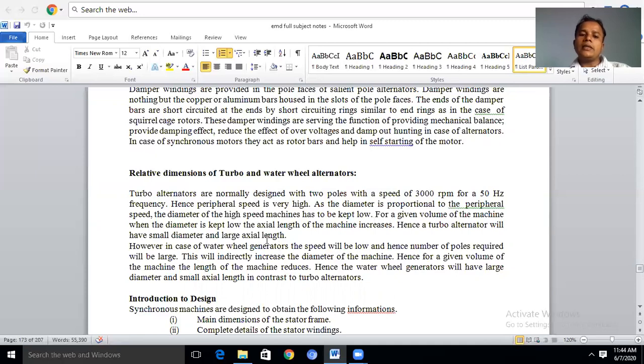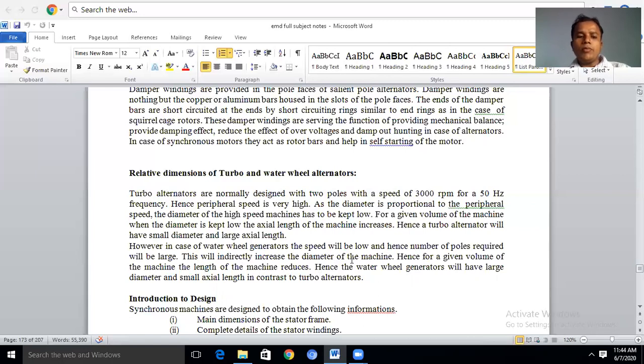Just now we have seen, the turbo machine has a small diameter with large axial length. However, in case of a water wheel generator, what happens? The speed will be low, and hence the number of poles required will be large. So this will indirectly increase the diameter of the machine. The machine diameter increases because the number of poles is high.